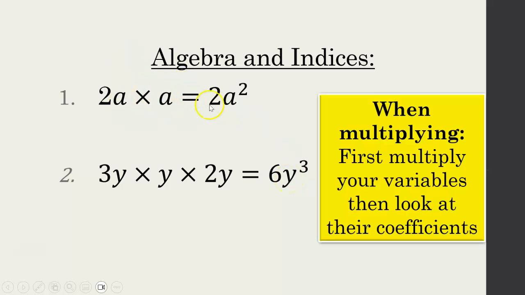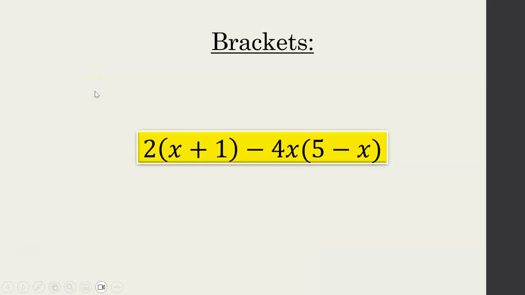So when you're multiplying these out, first multiply your variables. Forget about the coefficients in front. Just ask, what's a times a? What's y times y times y? How many times are we multiplying the variable by itself? Then look at the numbers in front, the coefficients. If we multiply them all together, what do we get? Then we just combine them at the end. So in this case, it would be 6 multiplied by y cubed, and 2 multiplied by a squared. You're not adding them. It's not 2 plus a squared. It's all multiplication. That's how we multiply different terms together when they have coefficients as well.